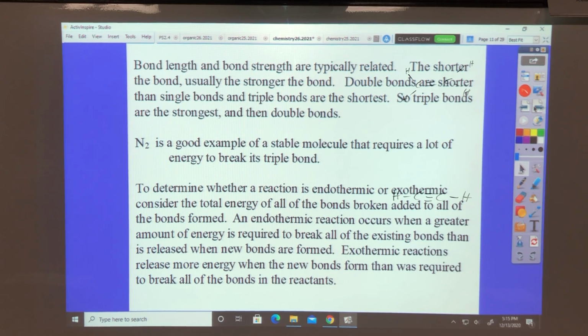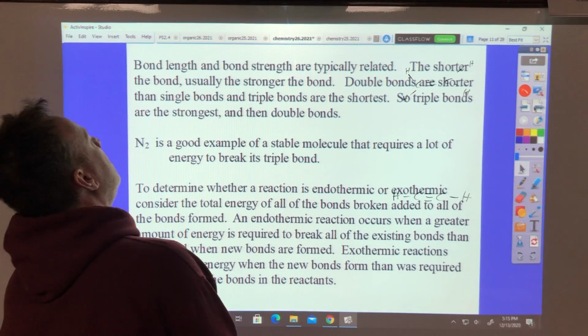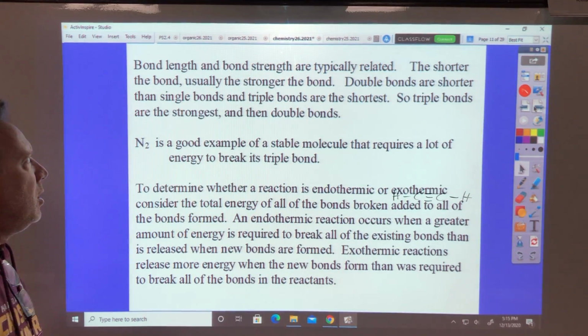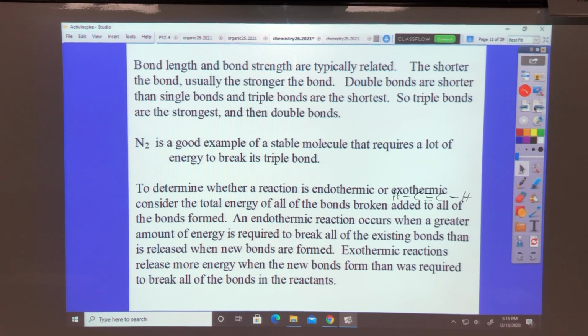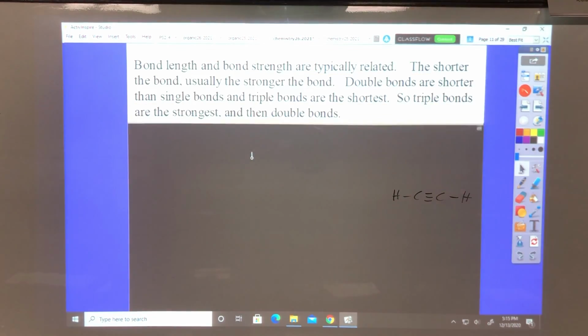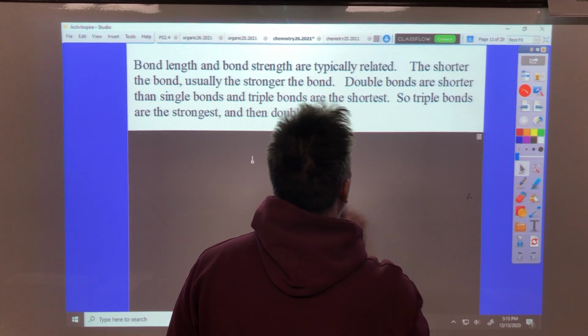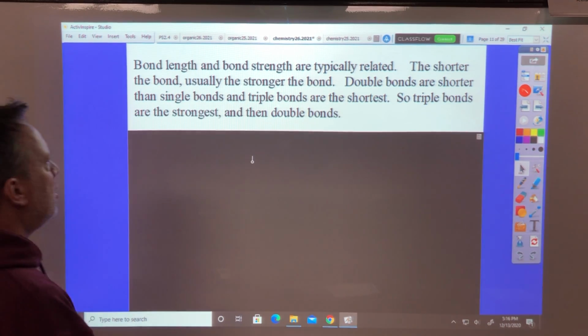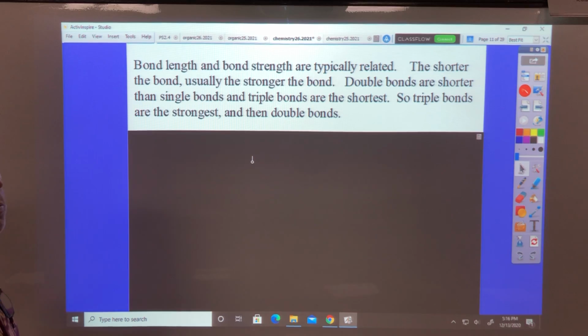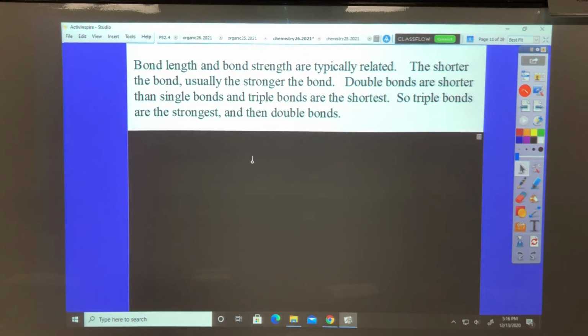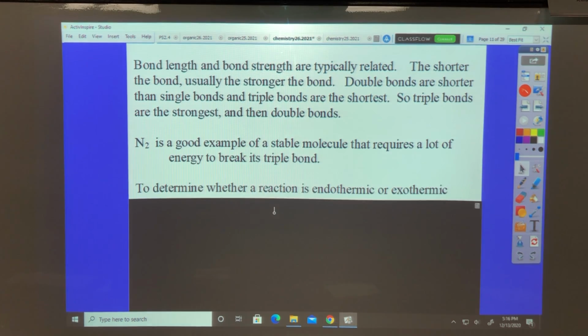Okay, so bond length and strength are usually related. The shorter the bond, usually the stronger it is. Double bonds are shorter than single bonds, so they're stronger. Triple bonds are shorter than that, so they're even stronger. Triple bonds are strongest, then double bonds, then single.